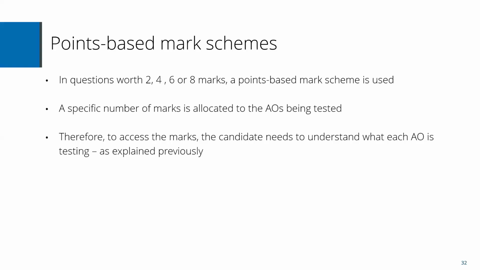Now on the points-based mark schemes, so remember this is many of the earlier sections, so of course, yes, multiple choice, but we're particularly talking about section B, in the AS units, where we have those 4 mark questions, and the data responses, all questions in the data response, except for that 14 mark question. 2, 4, 6 and 8 marks on the points-based mark scheme is used, where it is a specific number of marks for the AOs being tested.